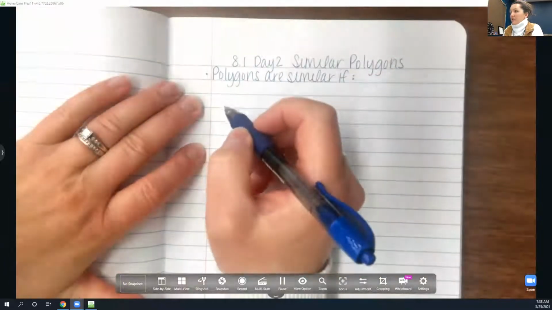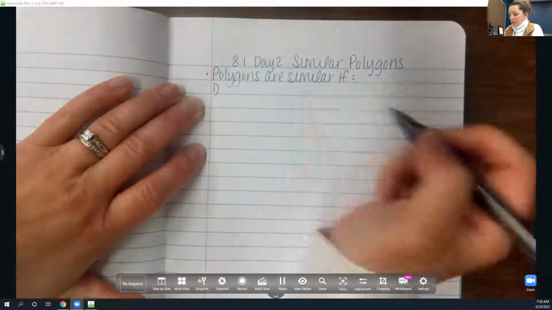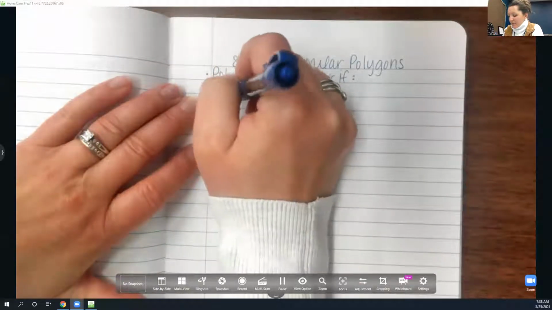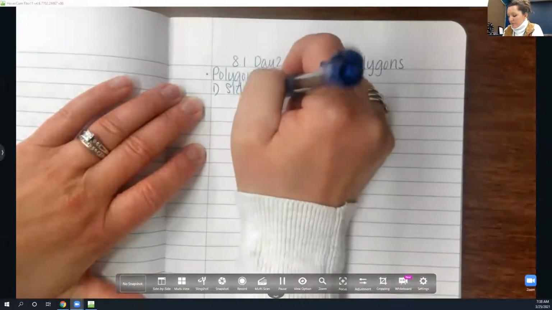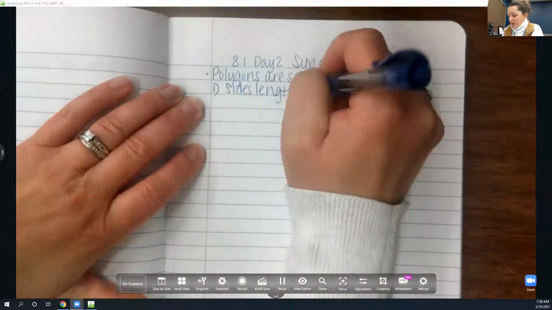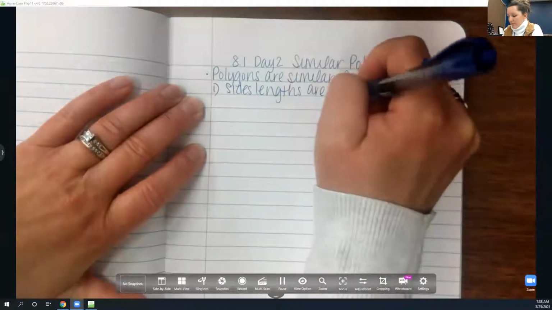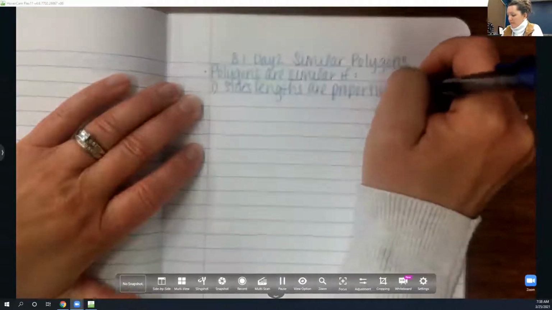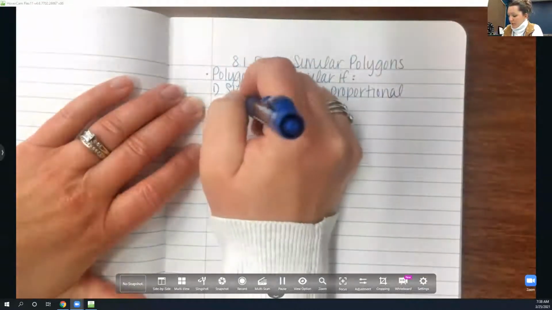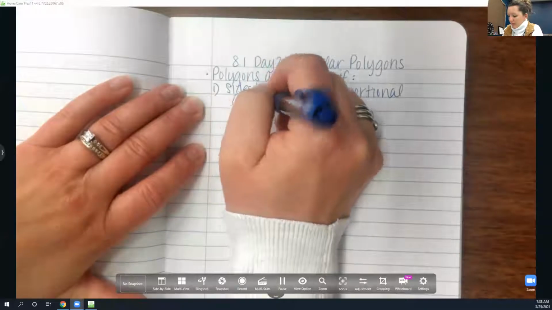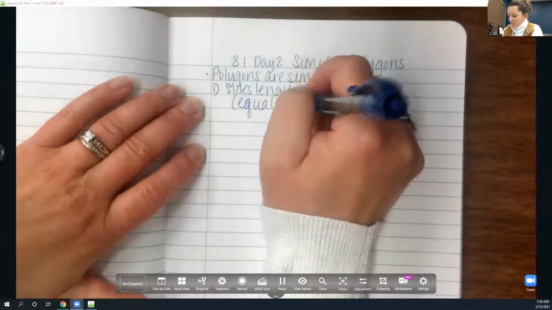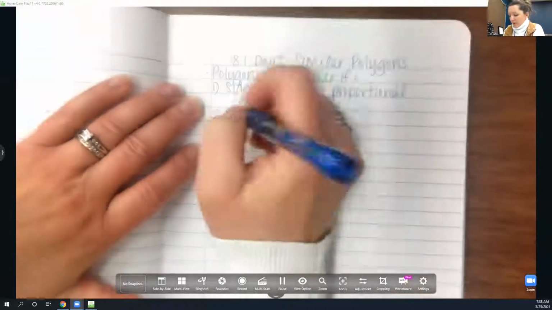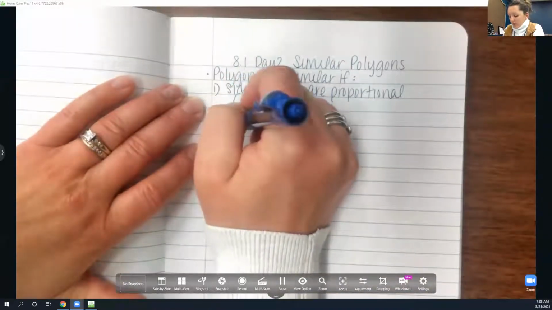So polygons are similar if two things. Polygons are similar if side lengths are proportional. Remember, equal ratios, proportional. And I'm going to put here equal ratio so we don't forget what that means. And then polygons are also similar if angles are congruent.